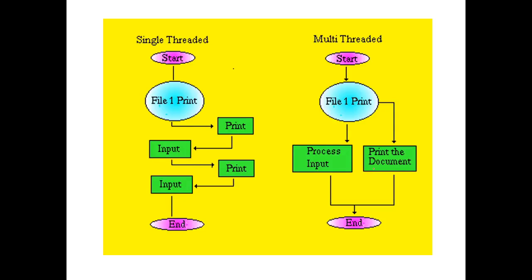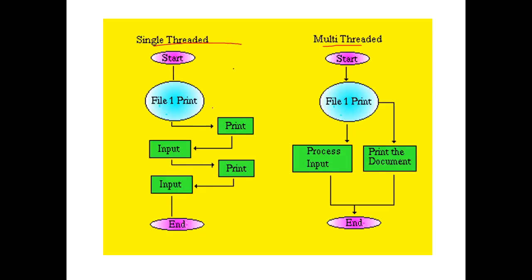Example. Now this is an example of single thread and multi-thread. Whenever we are printing a document through MS Word, first of all it is going to take the input and then it is going to print. In today's printout, if you see, it is doing the tasks simultaneously. It is taking the input and printing at the same time.